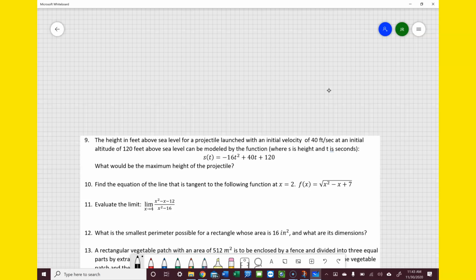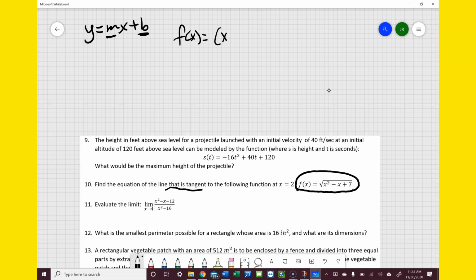All right, number 10, find the equation of the line that is tangent to the following function at x equals 2. So the equation of a line, y equals mx plus b, I just need to find the m and the b. Well, to find the m, I'm going to find the slope. The slope of the tangent line is always found by finding the derivative of that function. So the function itself, f of x, equals, I'm going to rewrite it as x squared minus x plus 7 to the 1/2, so that it will be easy to take the derivative.